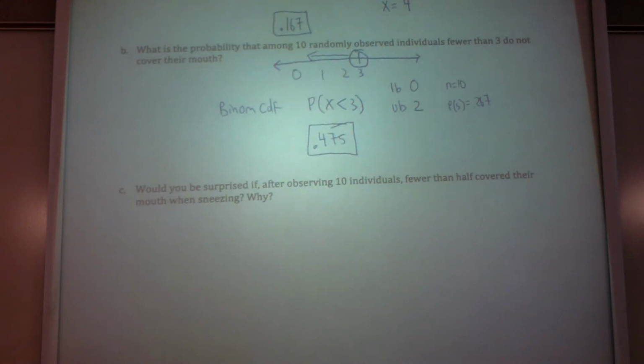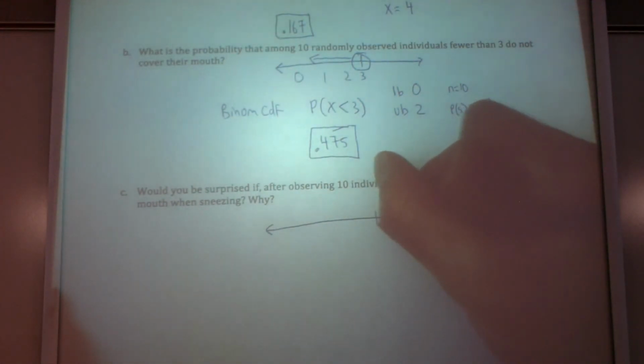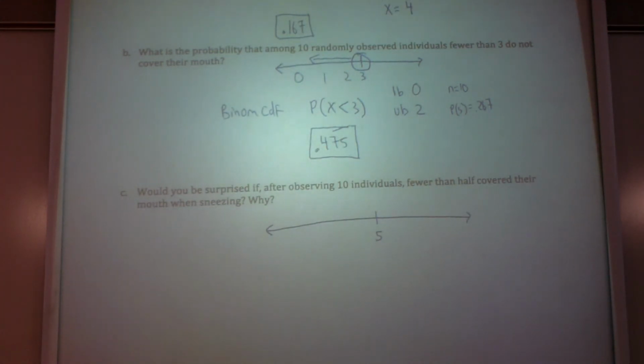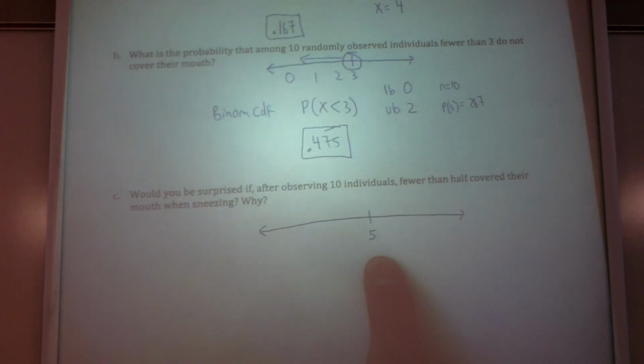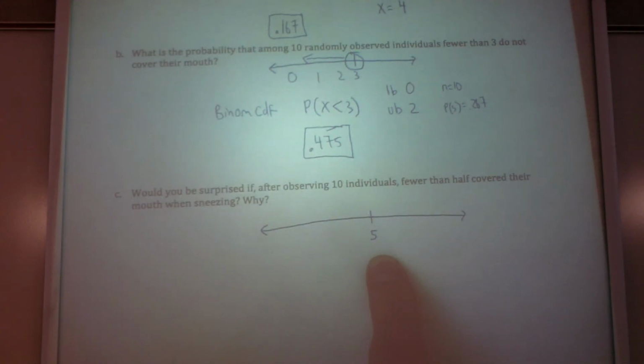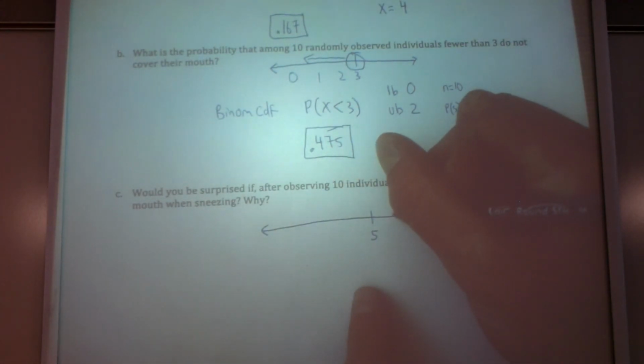And then last but not least, would you be surprised if after observing 10 individuals, fewer than half covered their mouths when sneezing? So let's think of that again. We're going to watch 10 people, and we're wondering if fewer than half covered their mouth. Now on the other ones, we've been saying they do not cover their mouths. So in that sense, which way are we going? You have to keep the context here. So here's 5. If 5 people covered their mouths, it means 5 people did not, if we're asking 10. So if we're saying fewer than 5 covered their mouths, that means more than 5 did not cover. So we're looking at 6, 7, 8, 9, 10 on this one.